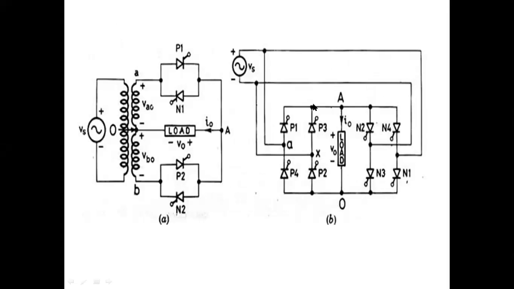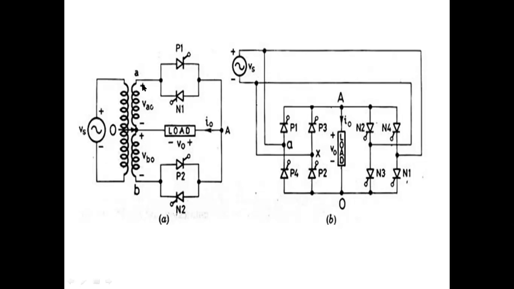For the positive cycle, what is the polarity? This is the polarity: minus and plus for the positive cycle. If this is minus and plus, what is the polarity here? Plus and minus. Here also plus and minus.